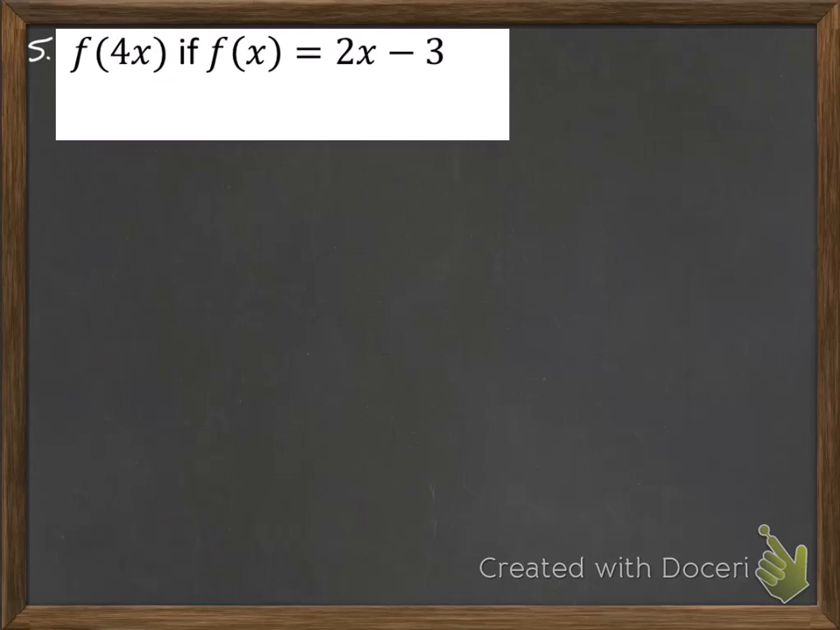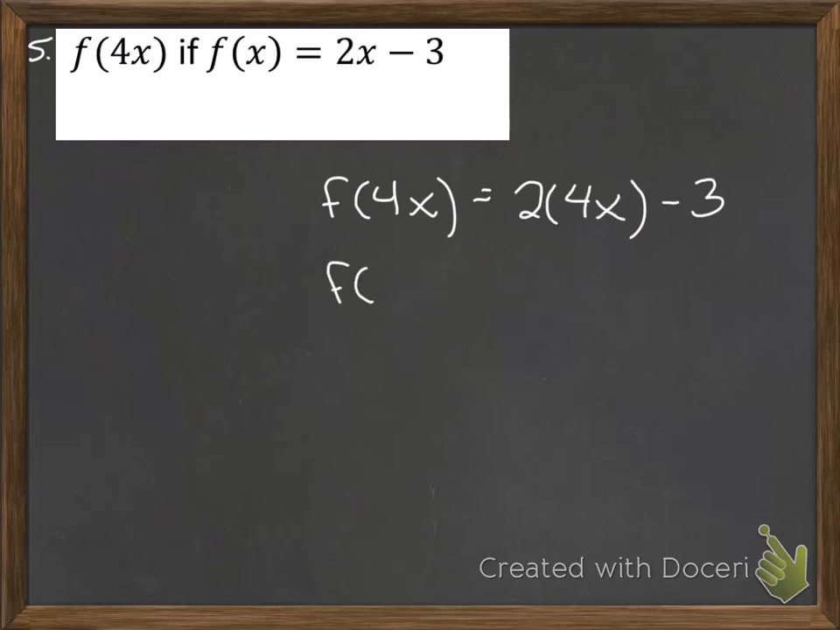This time we have f of 4x if f of x is equal to 2x minus 3. So once again, I'm going to build a little nest for my x value. And what are we going to replace x with? Well, we're replacing it with 4x. So we have f of 4x. Going back to our order of operations, 2 times 4x is 8x. So f of 4x is just 8x minus 3.